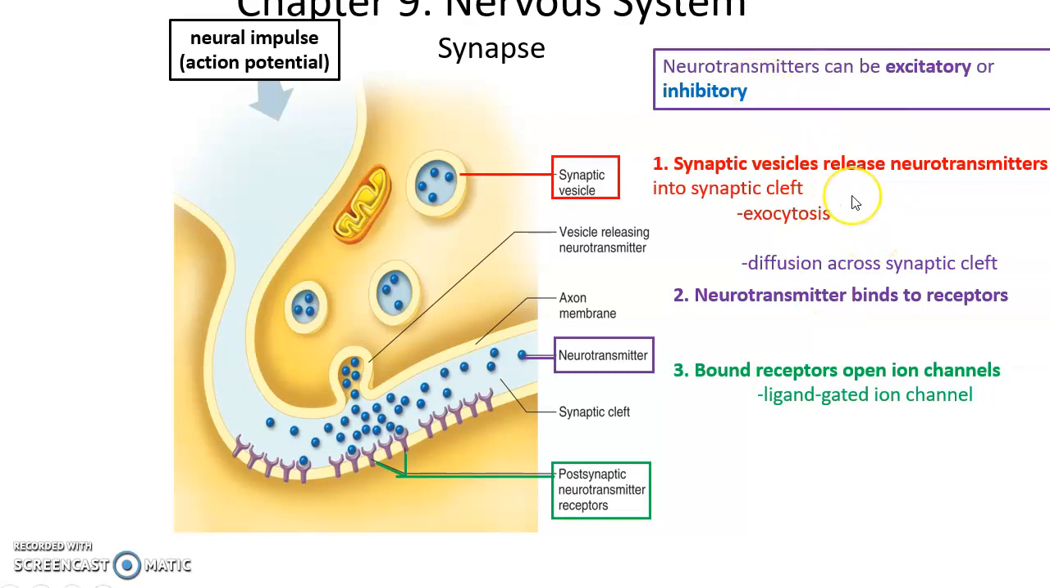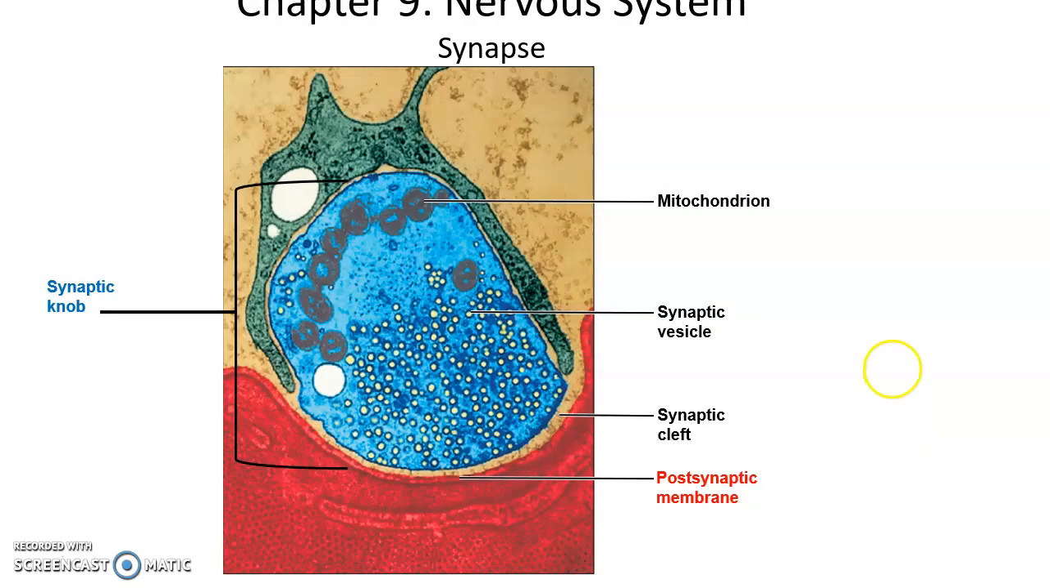And it's worth noting that the neurotransmitters can be excitatory, can lead to another nerve impulse being generated in the postsynaptic neuron, or it can be inhibitory and prevent the formation of another nerve impulse in the postsynaptic neuron. Here's just an electron microscope view that's been colorized by a computer. Here is the synaptic knob with all those synaptic vesicles. Here is the postsynaptic membrane. You can still see the synaptic cleft. Pretty cool.